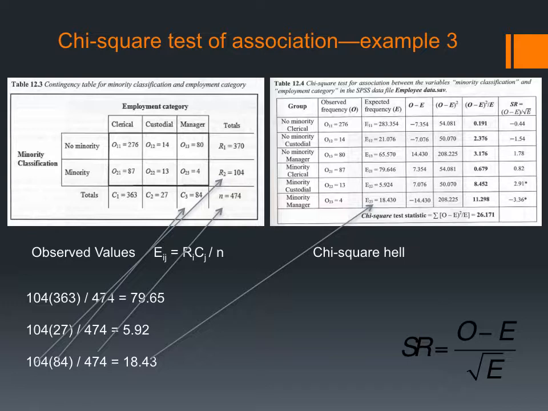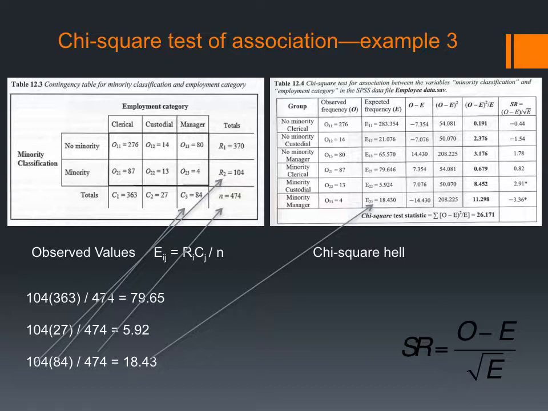That chi-square statistic can get compared to a critical value. In this case, it's the number of groups minus 1. So how many levels are in employment category? I see clerical, custodial, and manager. So 3 levels, 3 minus 1 is 2, times the number of levels minus 1 in minority classification. So 2 minus 1 is 1. 2 times 1 is 2. So we're going to compare this to a chi-square with the degrees of freedom of 2, which is 5.99. Remember your golden rule, observed value is greater than the critical value, so we have statistical significance.